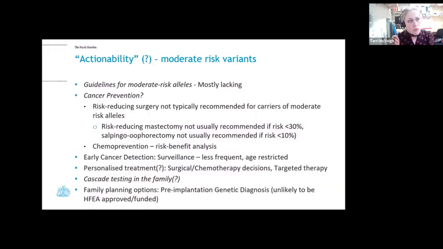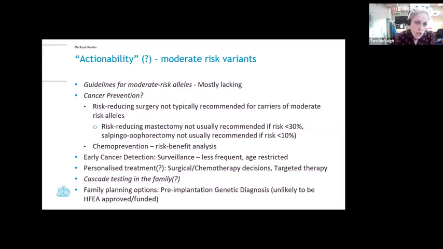So if we think about guidelines for moderate risk alleles, mostly they're not there yet because we're still debating in the background what we should be doing with them. There's some guidelines from the States, primarily the NCCN, but they're quite heavy-handed, possibly compared to what we would offer in NHS clinics. In terms of cancer prevention, risk-reducing surgery is not typically recommended for carriers of moderate risk genes or variants. If you think about risk-reducing mastectomy, we sort of draw a line in the sand at 30%, and if your risk of developing breast cancer over your lifetime is not greater than 30%, you're very unlikely to qualify for risk-reducing mastectomy. Similarly, if your risk of ovarian cancer is not greater than 10%, we're unlikely to offer you risk-reducing salpingo-oophorectomy.